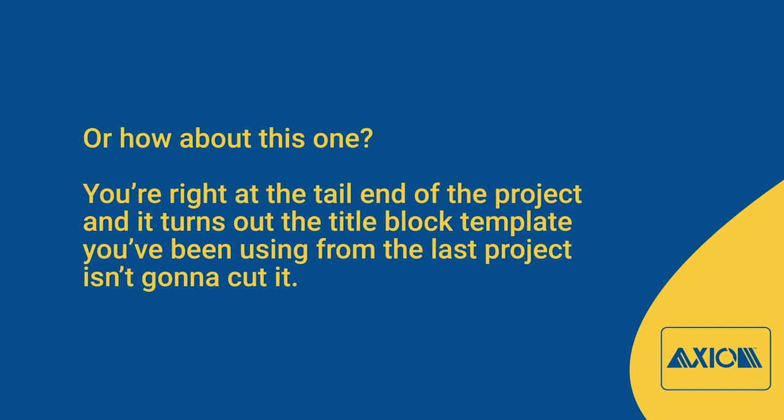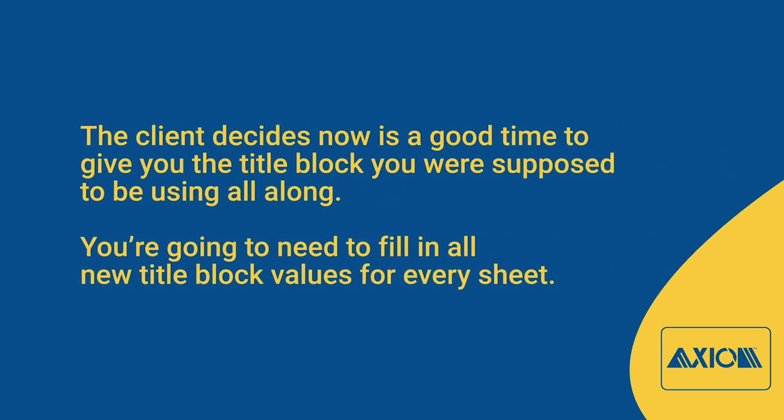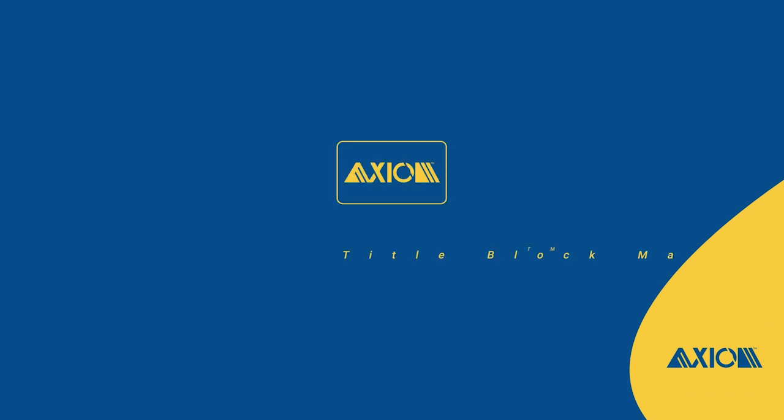You're right at the tail end of the project, and it turns out the title block template you've been using from the last project isn't going to cut it. The client decides now is a good time to give you the title block you were supposed to be using all along. You're going to need to fill in all new title block values for every sheet. In this video, I'm going to demonstrate using Title Block Manager to manage your title block text.